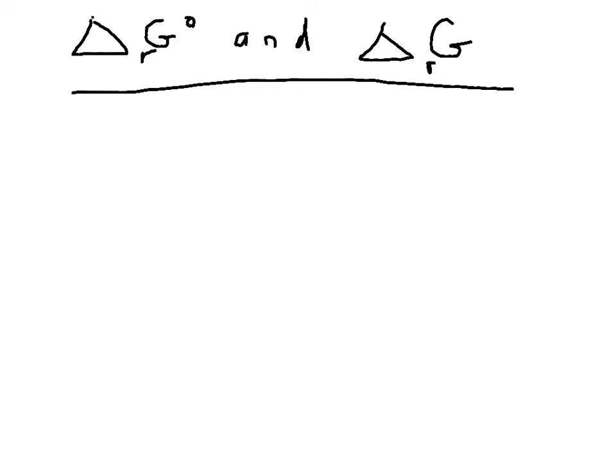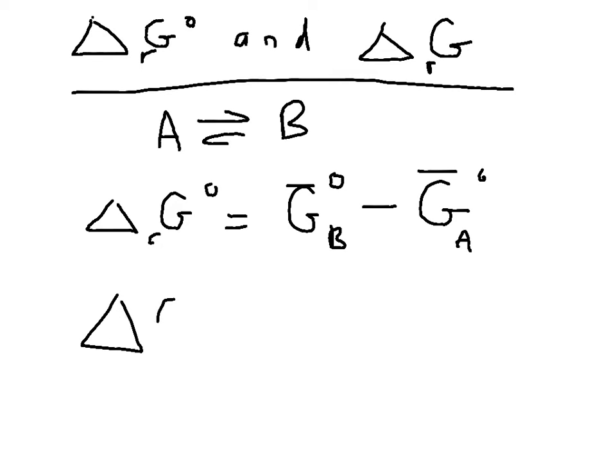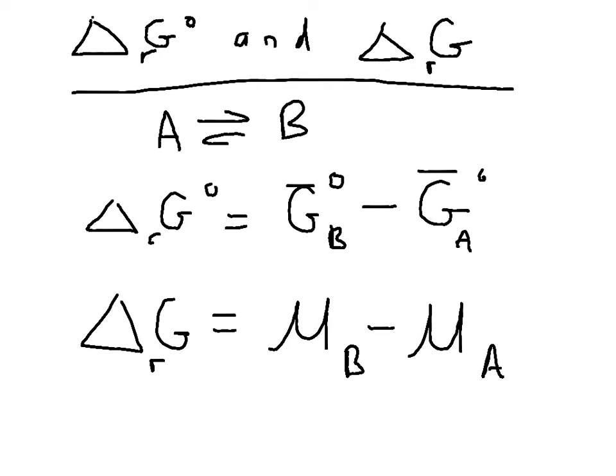So we were just talking about the difference between delta G standard and delta G. Just to recap, we had a reactant A going to a product B, and we saw that the standard change in Gibbs energy is the standard energy of B per mole minus the standard energy of A, and that delta G, we could say, was the chemical potential of B minus the chemical potential of A.